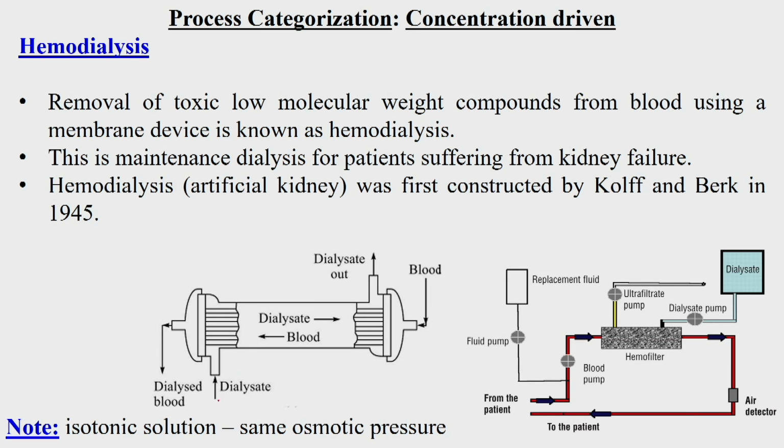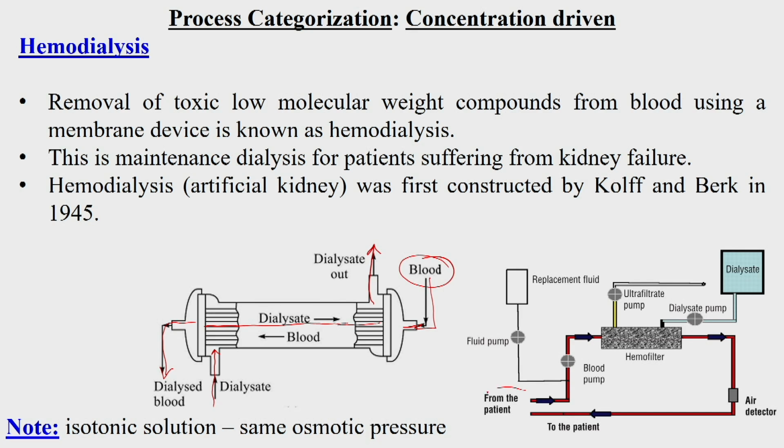The dialysate is flown from the shell side, and then the dialysate will go out from the other part of the shell side, and the contaminated blood will be entering through the tube side, and it will pass through the tubes. The dialyzed or purified blood will be coming out from the hemodialyzer. This schematic of hemodialysis for purification of the blood is shown in this figure.